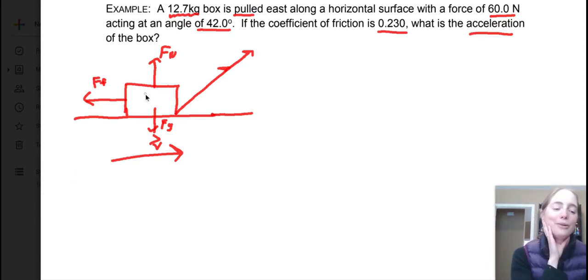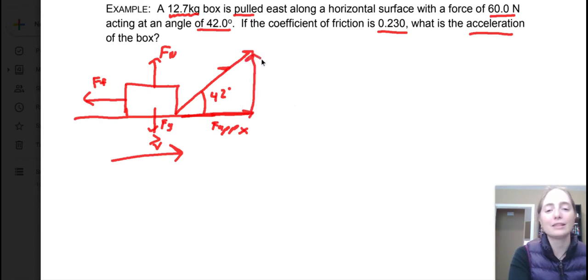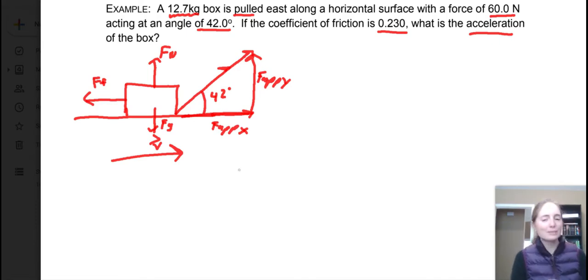So, ladies and gentlemen, this is where it's going to become even more tricky, because we're going to be needing both force applied on the x and force applied on the y for different purposes. Okay, so we're going to label this as our 42 degrees. And this guy here is going to be our force applied on the x. And this is going to be our force applied on the y. Okay, so that part is the same as the previous question.